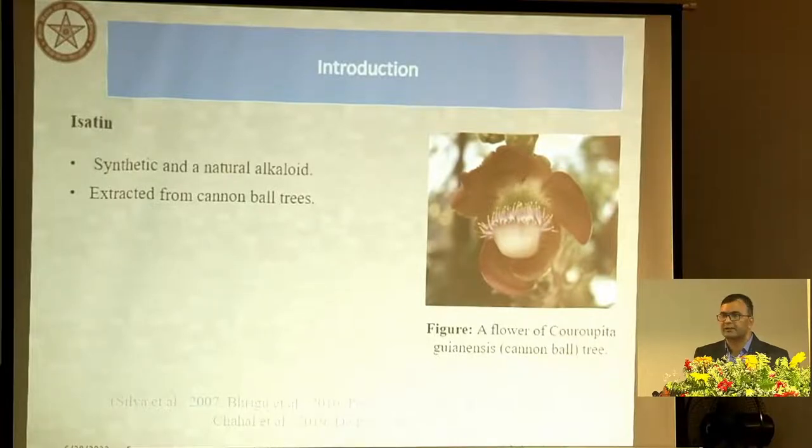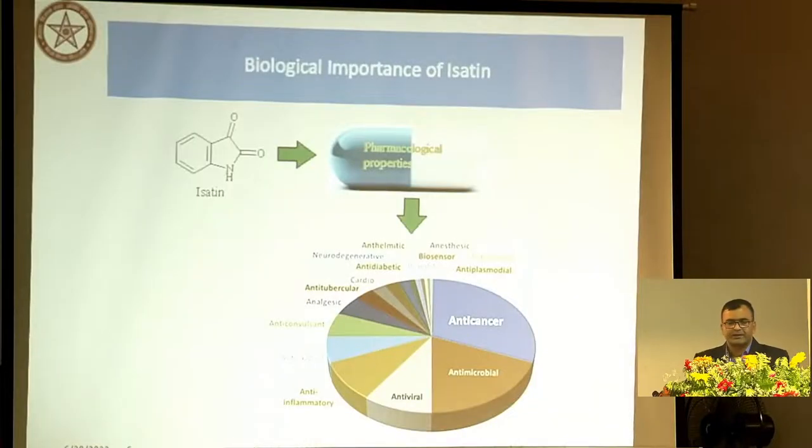Here, isatin is the parent carbonyl compound, which I have used to prepare the thiosemicarbazones and their copper(II) complexes. It is a synthetic as well as natural alkaloid, and it can also be obtained from the cannonball tree. Isatin, the parent molecule, has various pharmacological properties, mainly anti-cancer, antimicrobial, and antiviral. Likewise, it also shows antiseptic, anti-helminthic, antioxidant properties, etc.